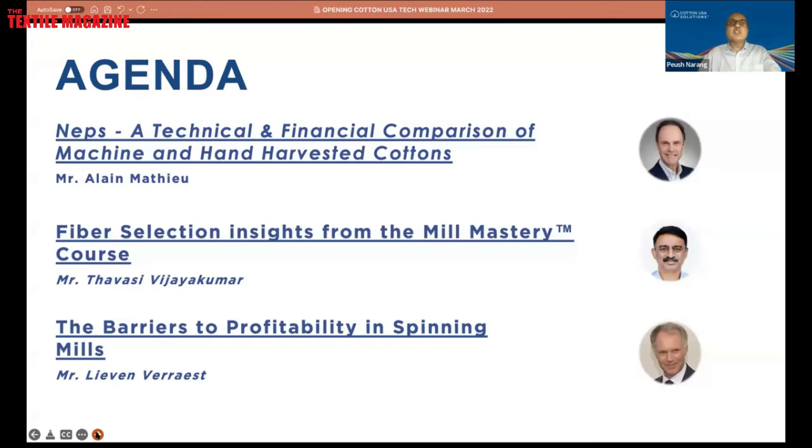So let's quickly come down to the agenda. The first topic that we are going to speak on today is by Mr. Alain Mathieu. He is going to speak on the NEPs, a technical and financial comparison of machine and hand harvested cottons. Then the other topic, which is extremely important for today's situation, is fiber selection insights from the mill mastery course. This will be taken by Mr. Thavasi Vijayakumar. And finally, we will close with the barriers to profitability in the spinning mills by Mr. Lieven Verraest. After the presentations, there will be a Q&A session.